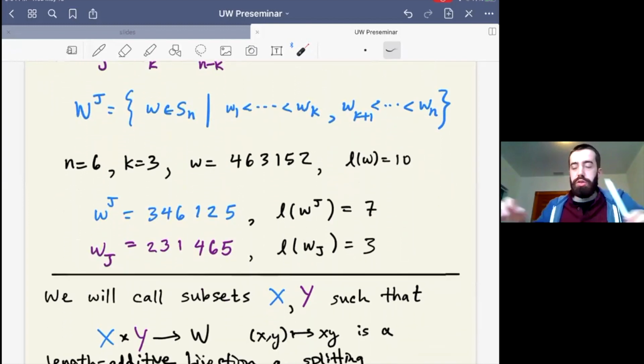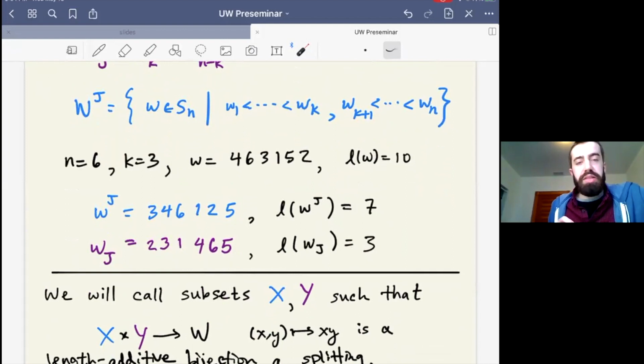So let's just look at a quick example of that. If n is 6, so I'm in permutations of 6, K is 3, and W is this permutation I've written here. Its length is 10. We can see that by counting inversions. I've got 1 inversion, 2, 3, 4, 5, 6, 7, and so on. There are 10 of them.